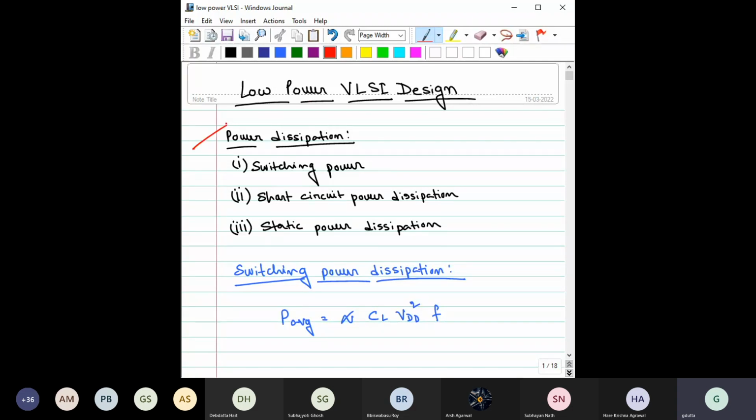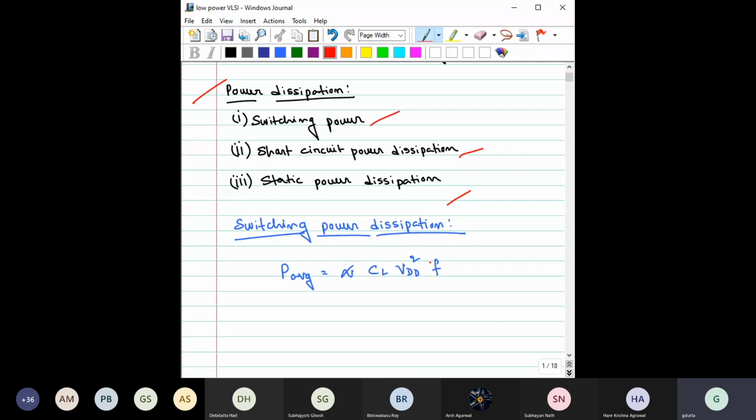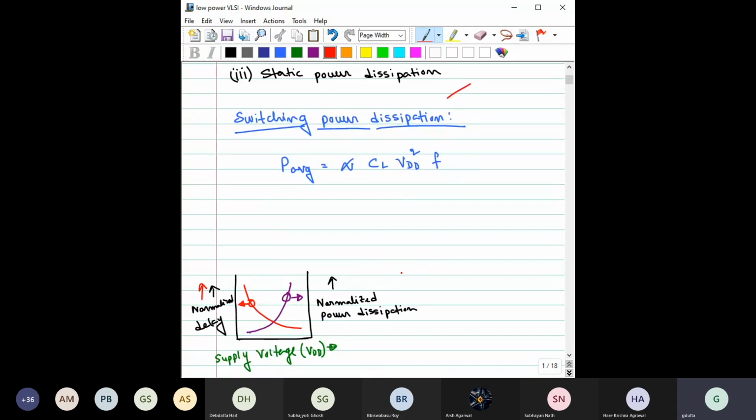Regarding the power dissipation, we have also seen that it can be switching power dissipation, static circuit power dissipation, and also short circuit power dissipation, right? We discussed these quite extensively during our CMOS discussion as well. So what do you mean by switching power dissipation? Switching power dissipation is given by alpha CL VDD square into F, where alpha is the switching factor or the transition factor, right?